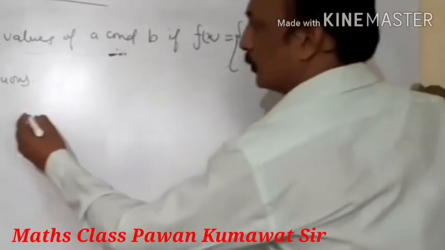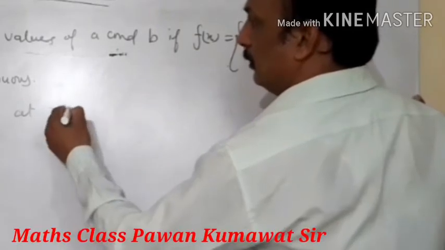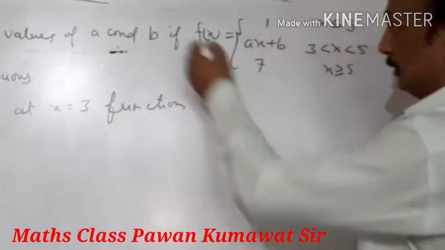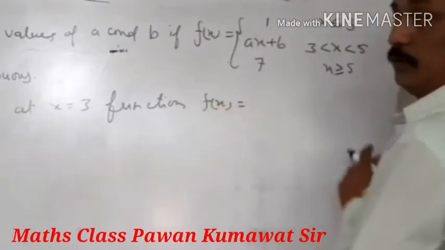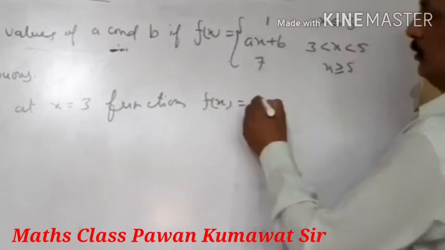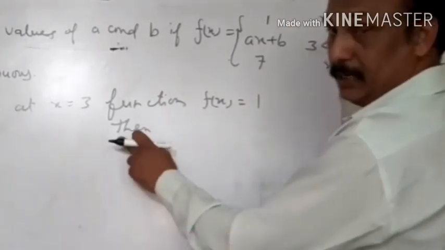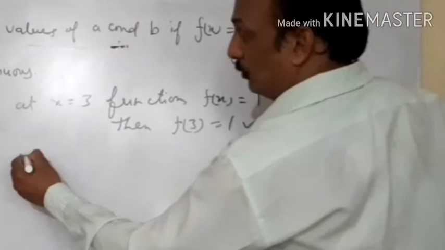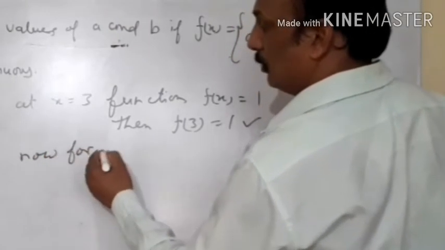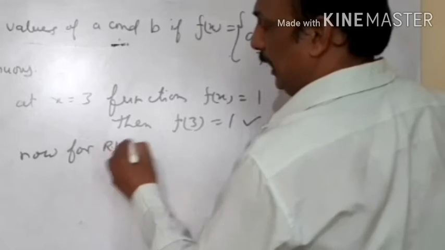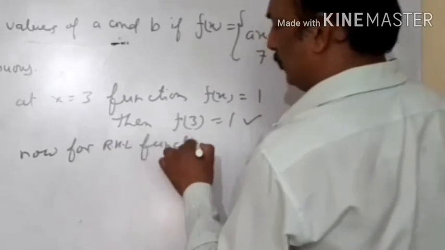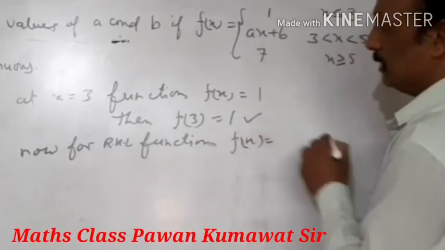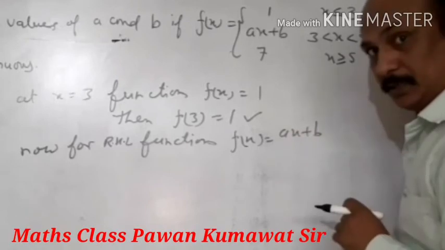Okay, and at x is equal to 3, function f(x) is equal to 1, then f(3) is equal to 1. Now for RHL, function f(x) is equal to ax plus b.